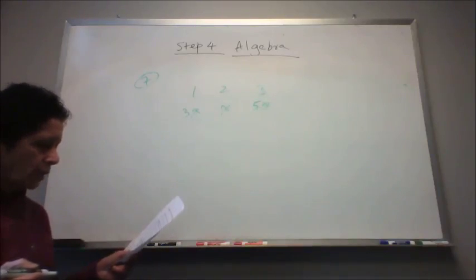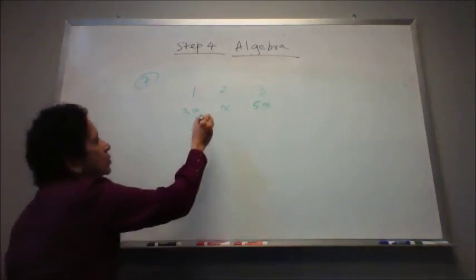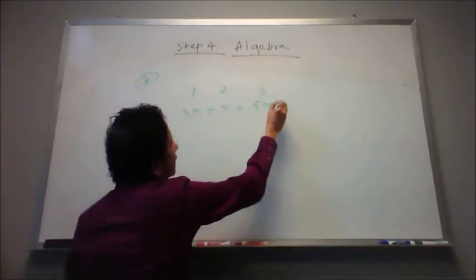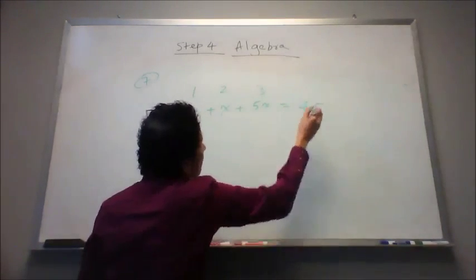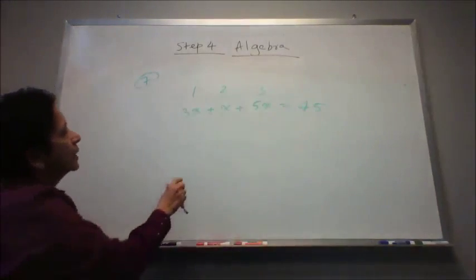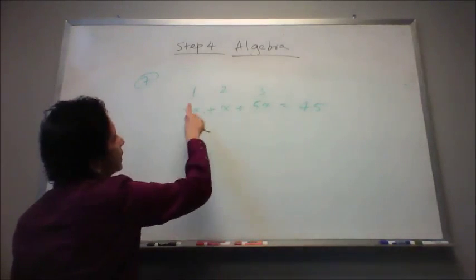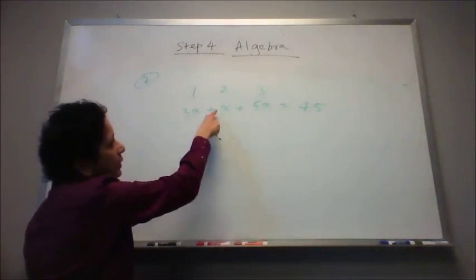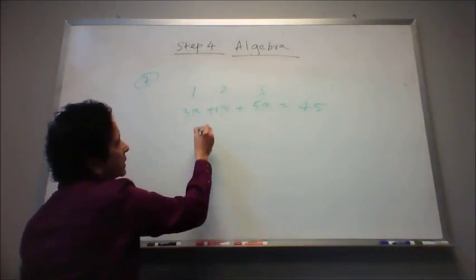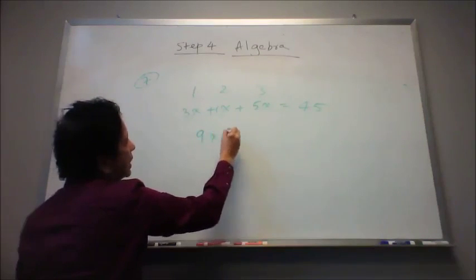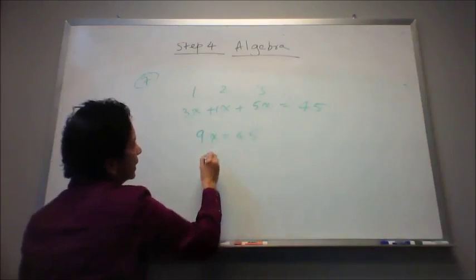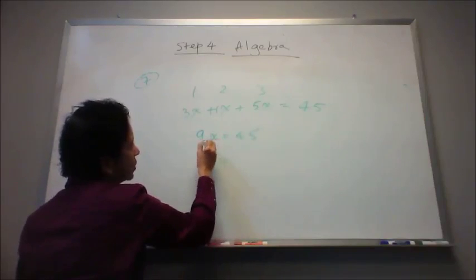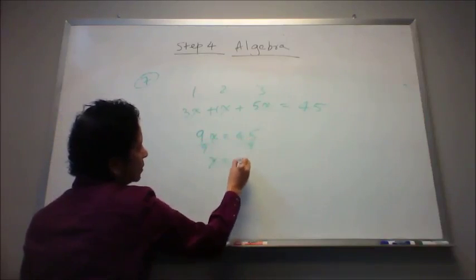Now the total weight is 45 pounds. So if I add up all these weights, that is 45 pounds. Okay, so 5 plus 3 is 8, plus 1, remember, there's a 1, so 9x. So 9x equals 45, right? So x equals, you divide both sides by 9, so that's 5.